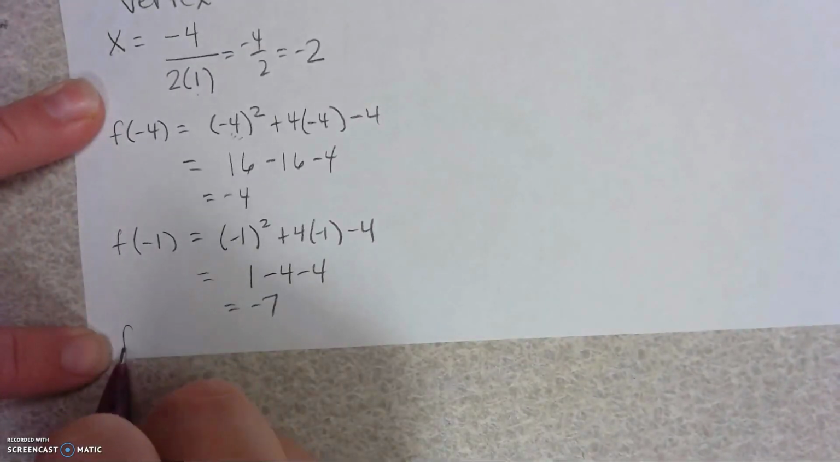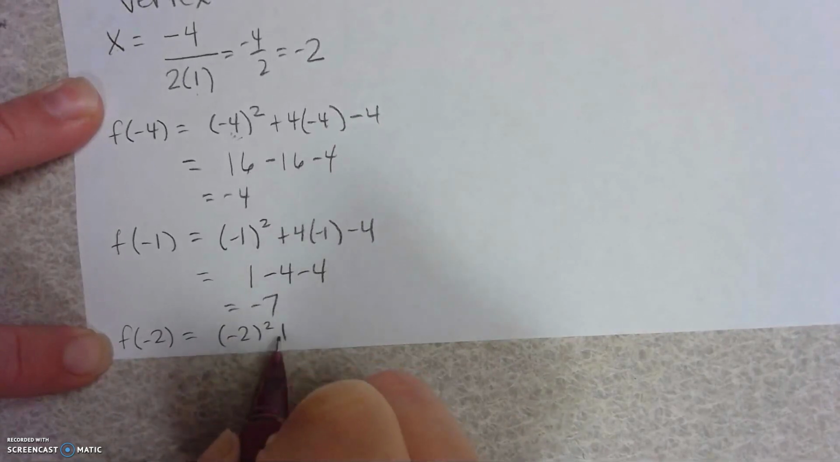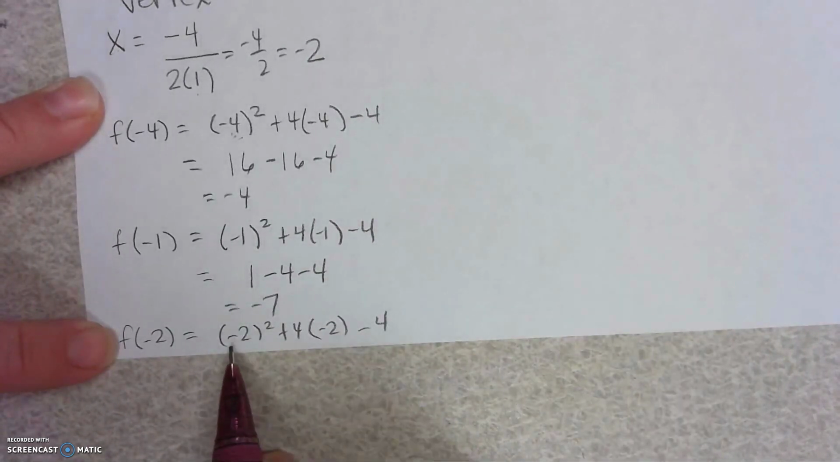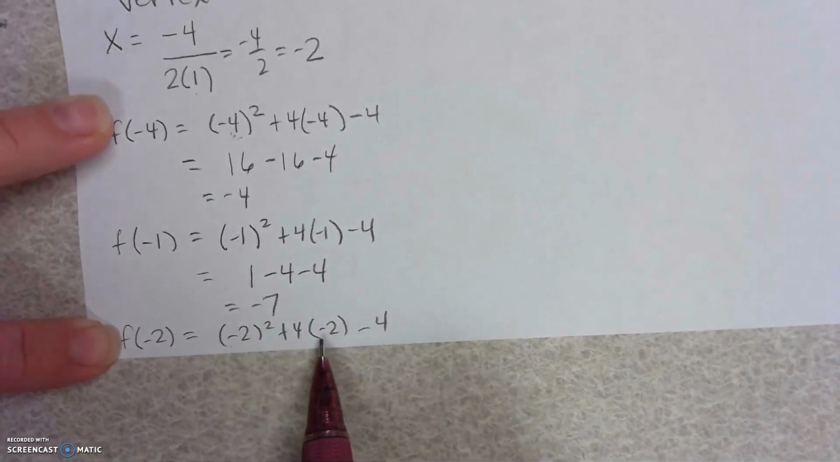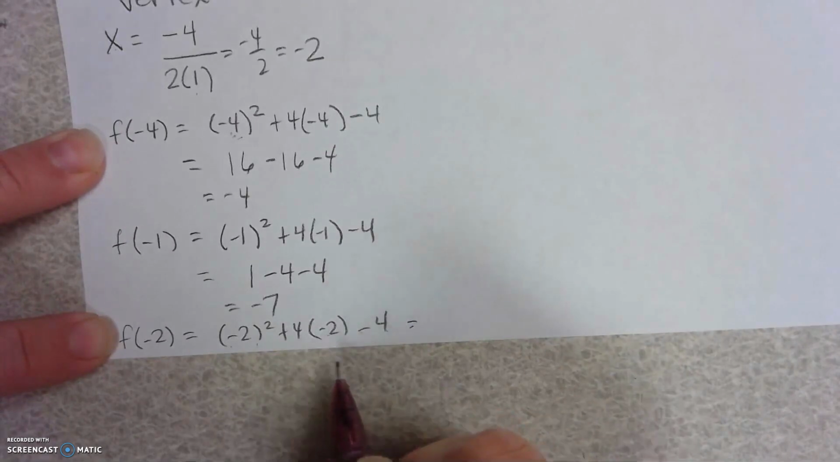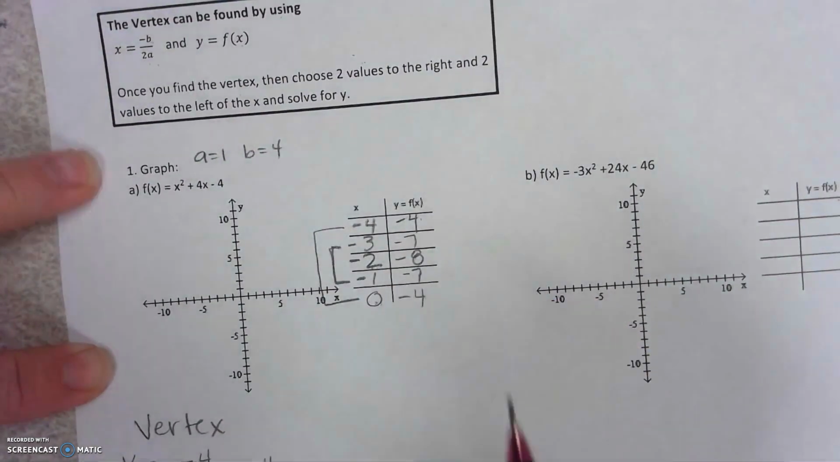And then lastly, I'm going to fill in negative 2. So when I fill that in, that'll be negative 2 squared plus 4 times negative 2 minus 4, which would give me 4. 4 minus 4 is 0. And then 4 times negative 2 is negative 8. That would be negative 8.